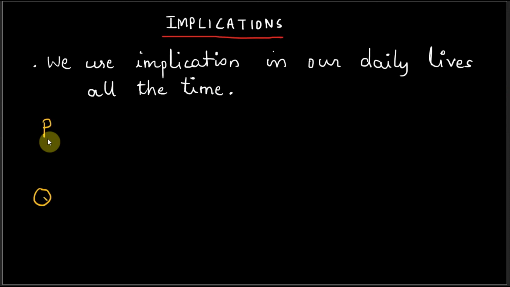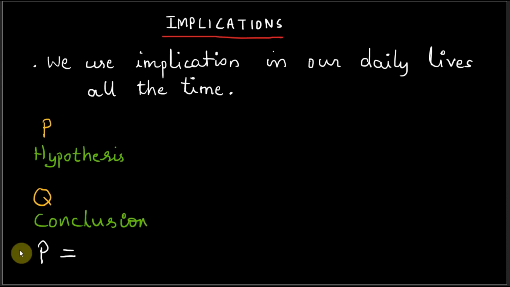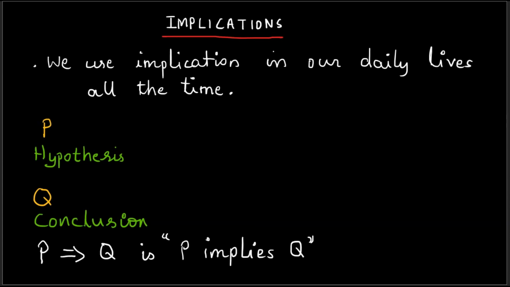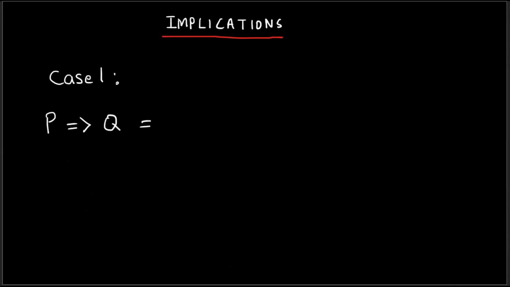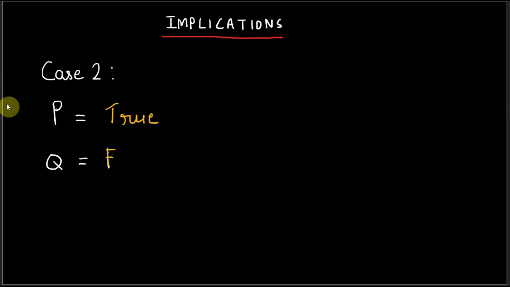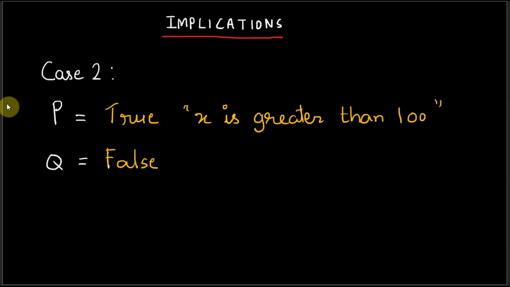Suppose P and Q are two statements, then P is called the hypothesis and Q is called the conclusion. So we can say P implies Q, but there is no relationship between P and Q. Let P be the statement "X is greater than 100" and Q be the statement "X is even." The atomic statements can be true or false irrespective of the if-then relationship. So case 1 is P implies Q is true when both the individual statements P and Q are true.